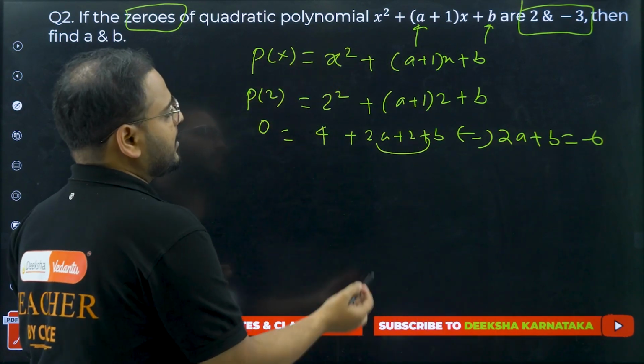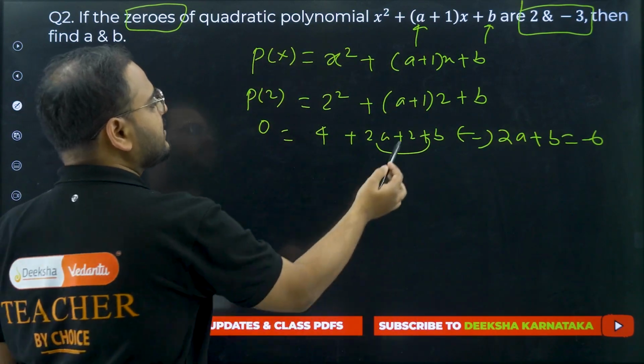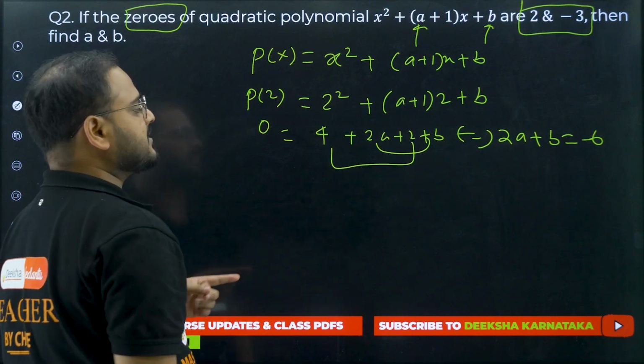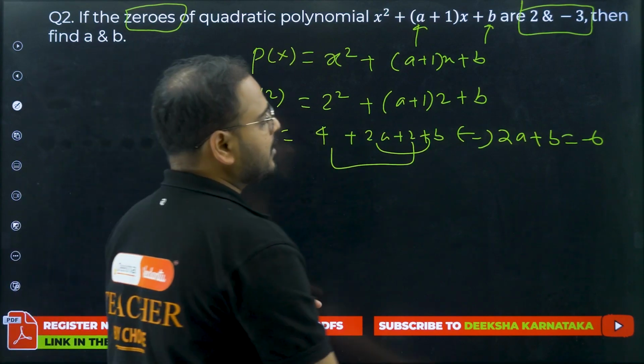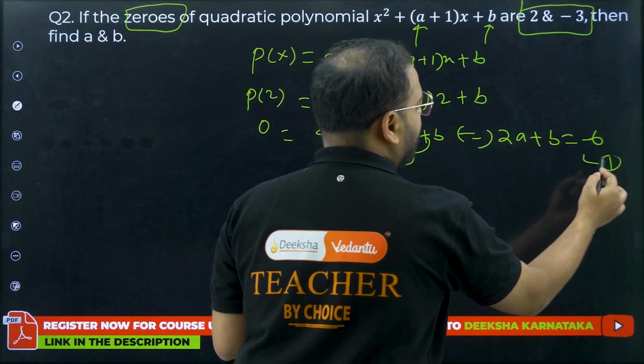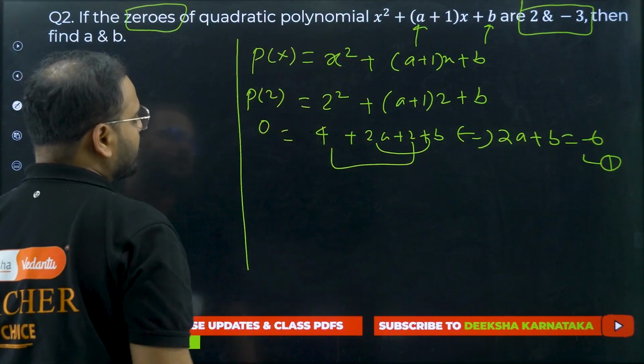Not sure? Please check. 2a plus b on the same side. I'll bring this 4 and 2 together as 6 over the side of 0. I'll get what? 2a plus b equals minus 6. My equation number 1. For equation number 2, please have a look.